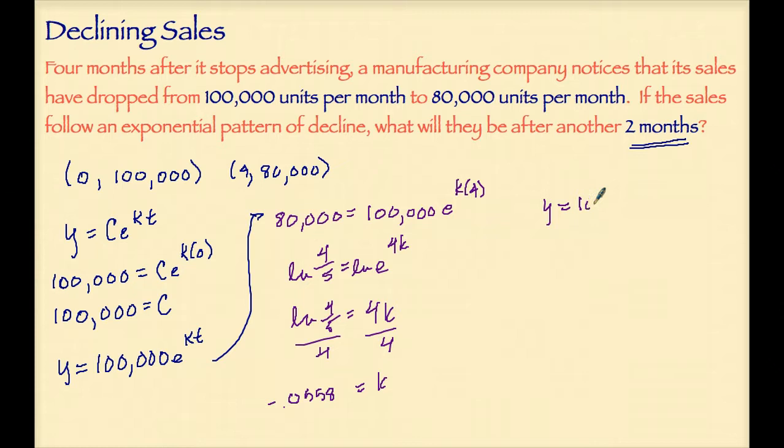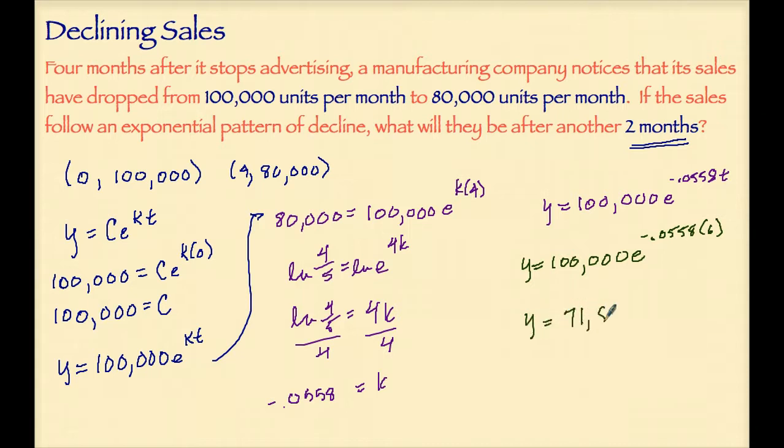So now we have our specific solution. y equals 100,000 e^(-0.0558t). We'll use our specific solution to find sales after another 2 months. Of course, that will be at time 6 months. So, using our equation, y equals 100,000 e^(-0.0558·6). Based on this model, after 6 months, our sales will be 71,500 units.